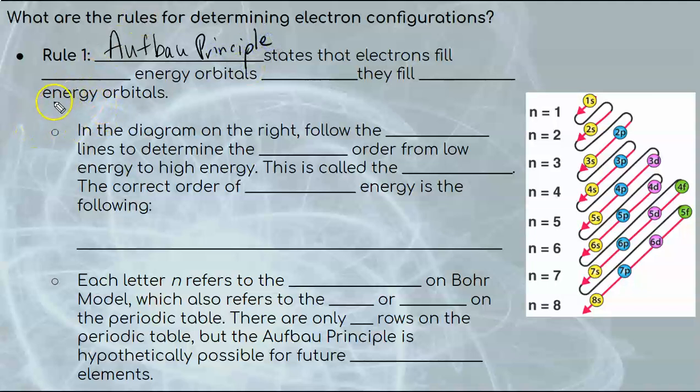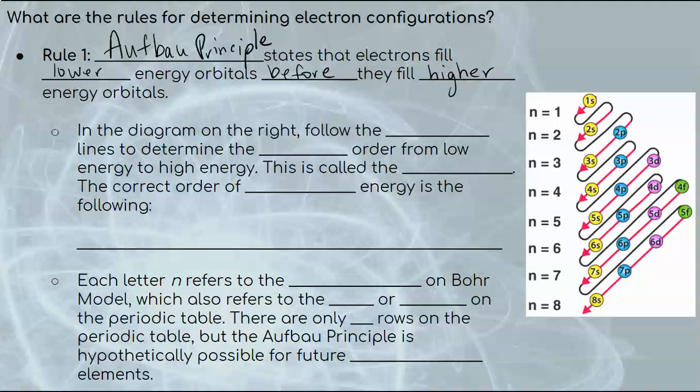The Aufbau Principle states that electrons fill lower energy orbitals before they fill higher energy orbitals. This seems almost common sense, right? That things should be lower energy before higher energy. But that's not necessarily the case. Electron configurations have a very unique order, and it's explained by the diagram on the right. So let's take a closer look at that diagram.